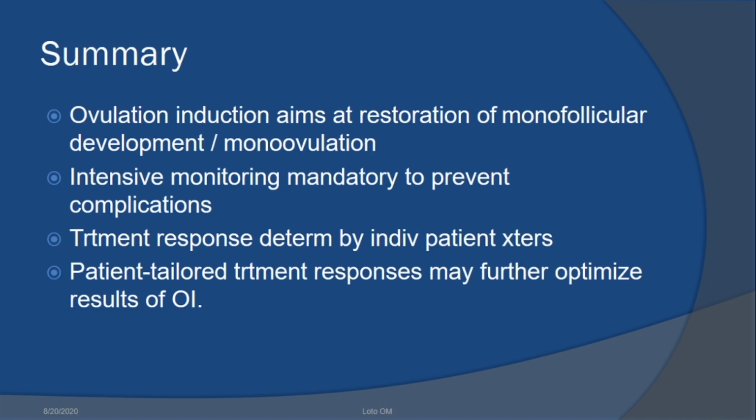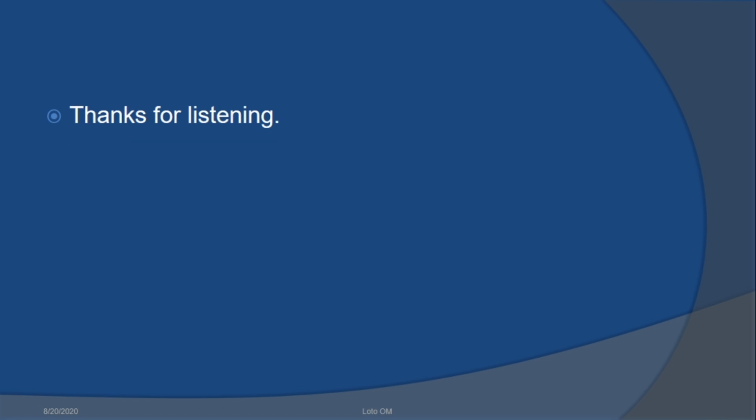In summary, ovulation induction aims at restoration of monofollicular development. Intense monitoring is mandatory to prevent complications. Treatment response is usually determined by the individual patient's characteristics. Patient-tailored treatment may further optimize the result of ovulation induction. Thank you for listening.